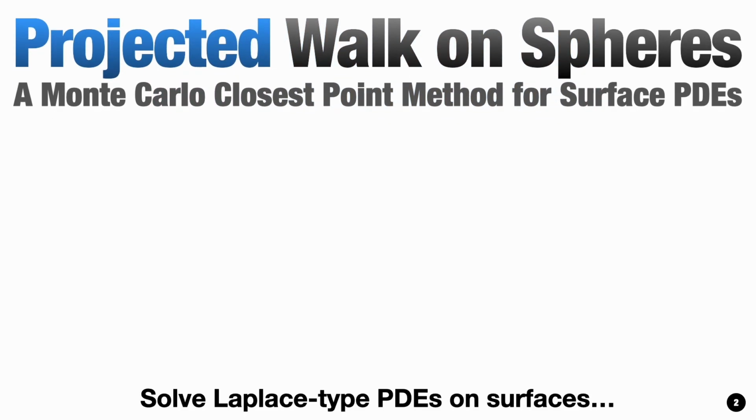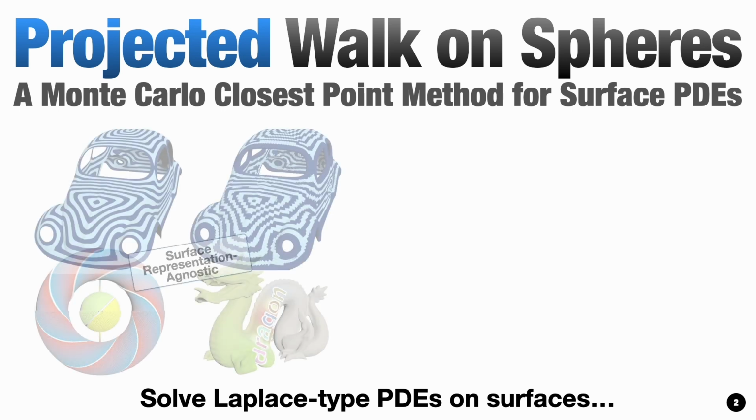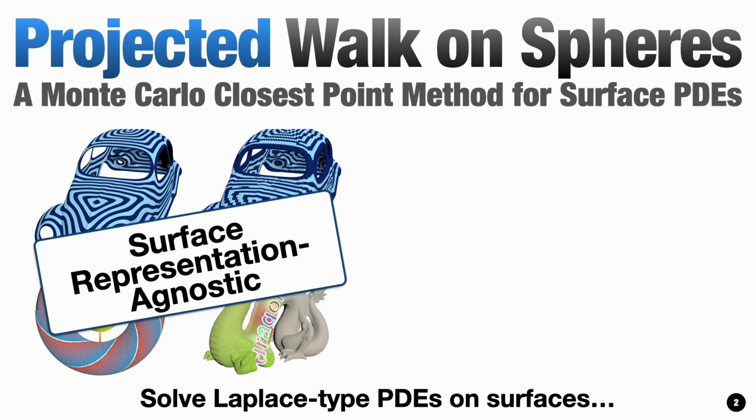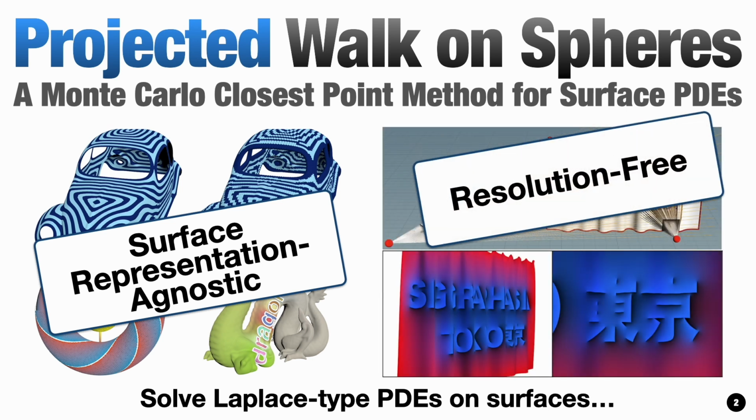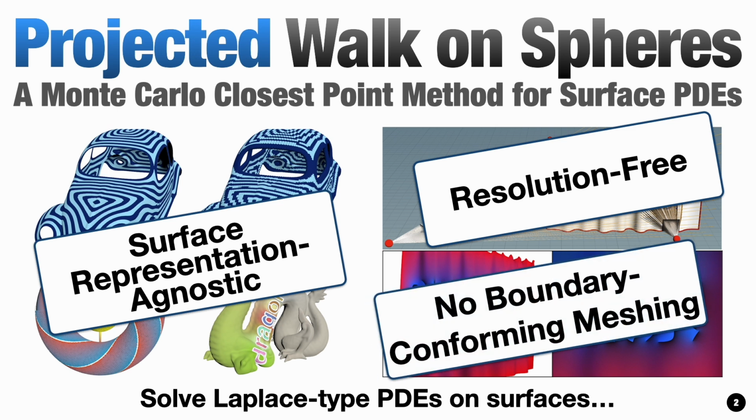In this work, we present the Projected Walking Spheres method, a Monte Carlo closest point method for surface PDEs. Our proposed method solves Laplace-type PDEs on surfaces without relying on any specific surface representation. Our method is not limited by any specific resolution, and it does not require boundary conforming meshing.